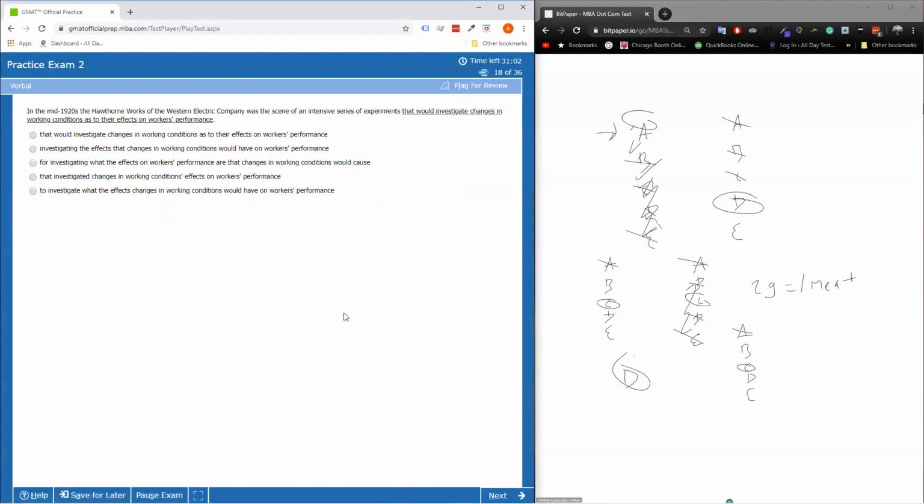In the mid-1920s, the Hawthorne Works of the Western Electric Company was the scene of an intensive series of experiments that would investigate changes in working conditions as to their effects on workers' performance. These are experiments. I don't love it, but I'll leave it in. The electric company was the scene of an intense series of experiments investigating the effects that changes in working conditions would have on workers' performance.